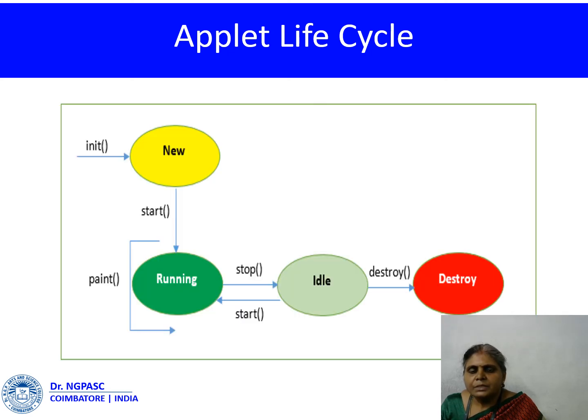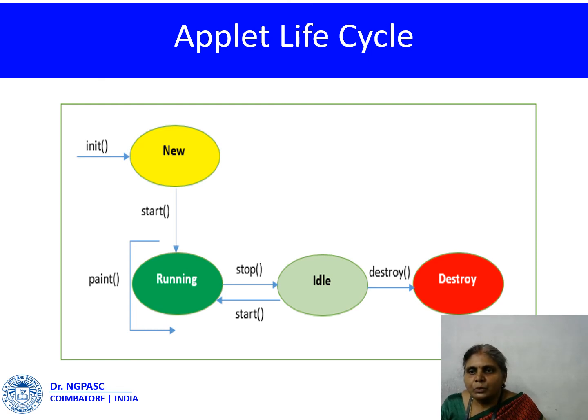See here, there is an init method, so an applet is born. Then there is a start method, so it changes its state from born to running. When it is in running state, it is executing the paint method. At any time you can stop so that it can become idle. When it is in idle state, at any time again you can resume by calling a start method. Then you can make your running or idle applet go to a destroy state by calling the destroy method.